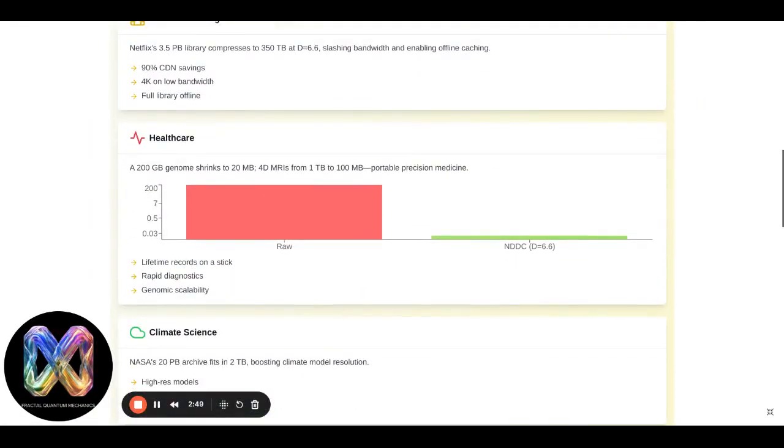For healthcare, which we particularly focused on, look at this chart showing genomic data compression. A 200 gigabyte human genome sequence compresses to just 20 megabytes. Similarly, 4D medical imaging that once required terabytes can be reduced to gigabytes or less, revolutionizing telemedicine and patient data portability.